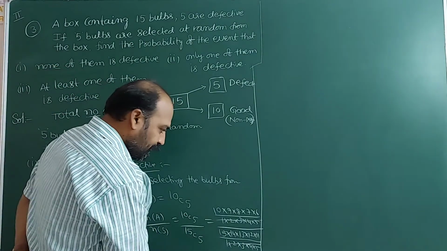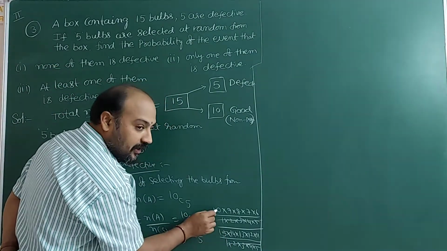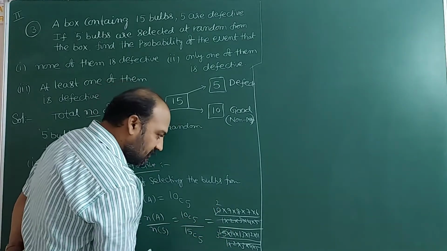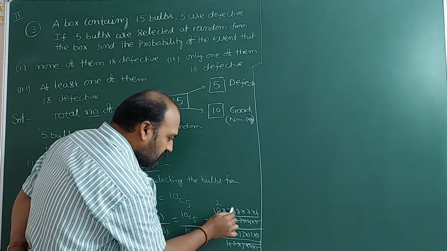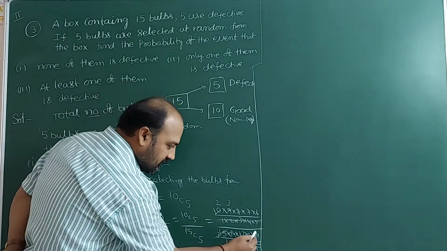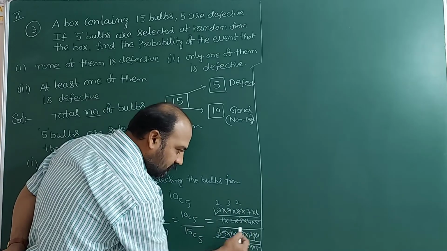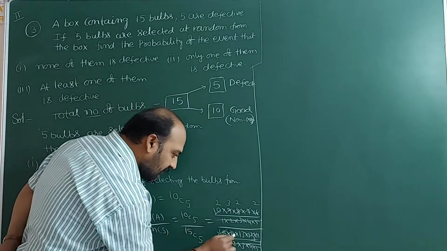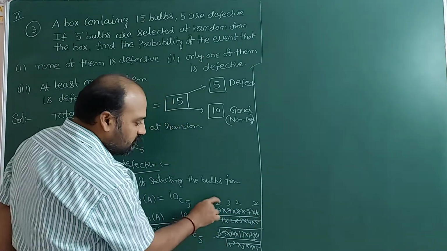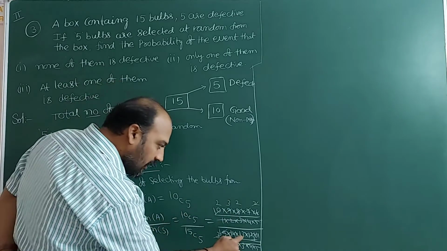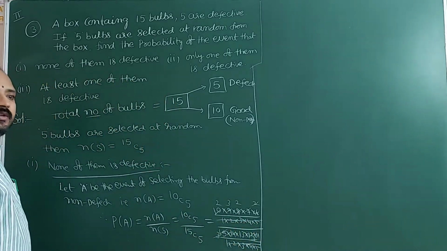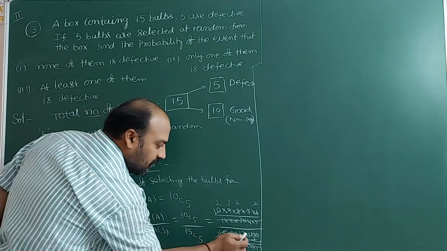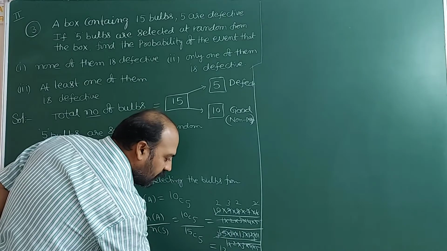After that, here 15 and 10: 5 2s are 10, 5 3s are 15. Next, 3 1s are 3, 3 3s are 9. Next, 4 2s are 8, 4 3s are 12. 3 1s are 3, 3 2s are 6. Next, 7 1s are 7, 7 2s are 14. So 4 into 3 is 12, 12 by 13 into 11. 13 into 11 is 143, so 12 divided by 143.